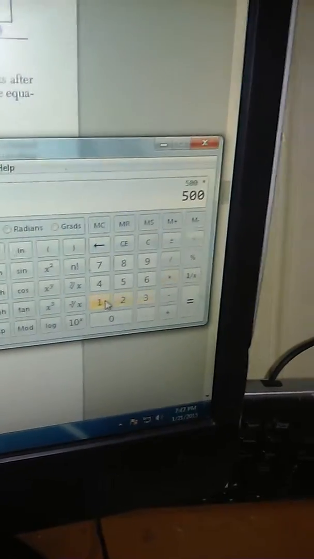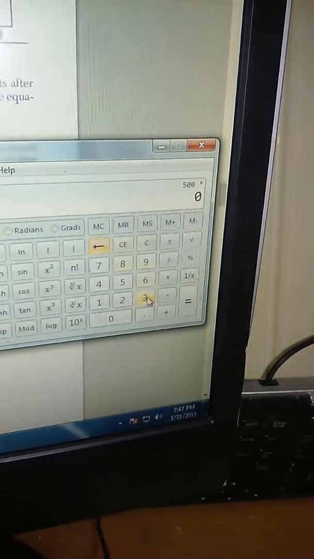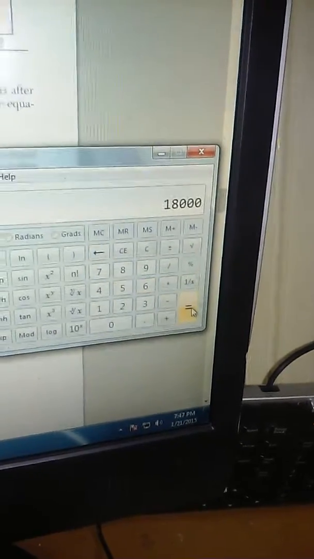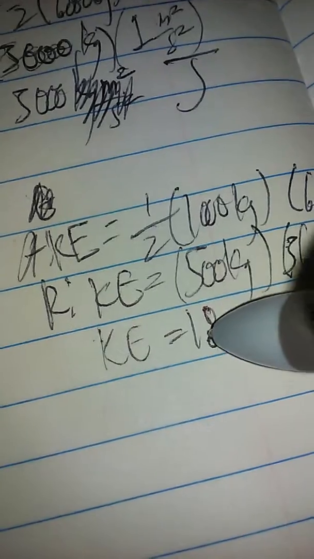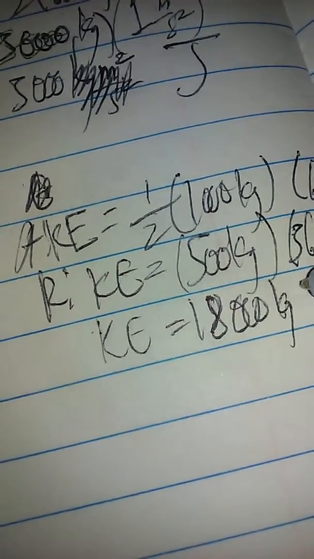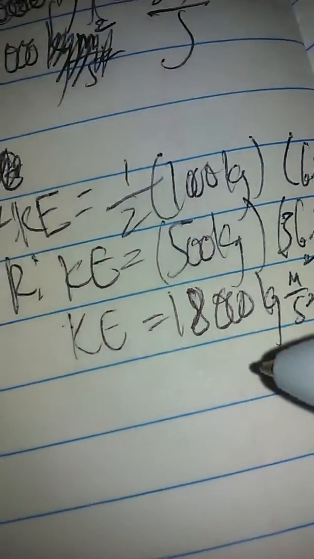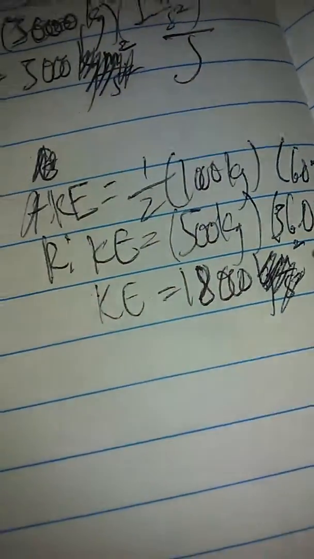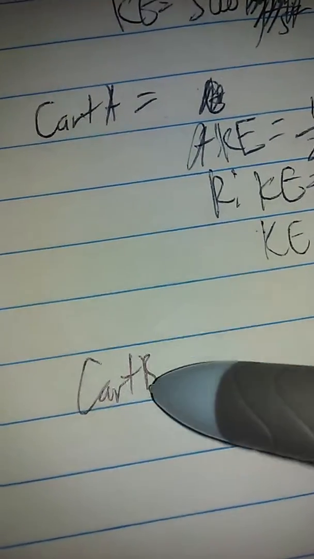500 times 36. Okay, 18,000. 18,000 kilogram meter squared per second squared, and as I said, this is the same as a joule. So 18,000 J. That's cart A. Now this is cart B.